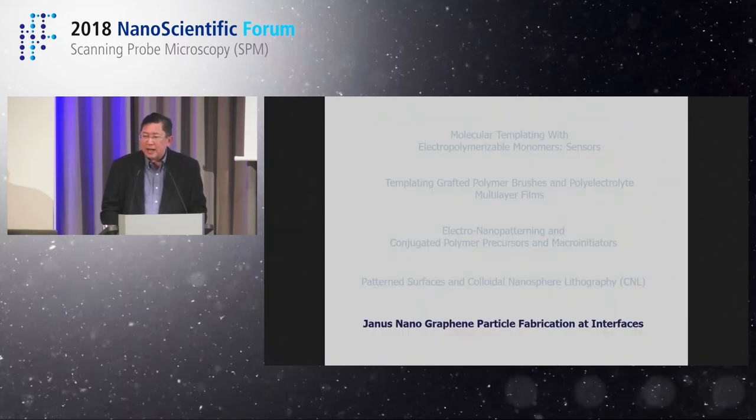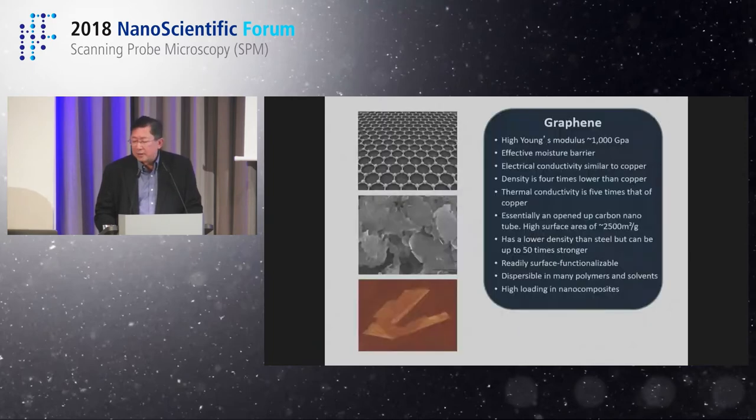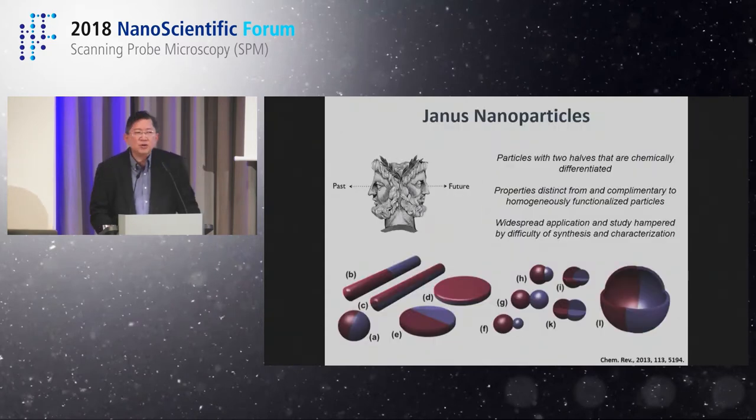I think I have time to go over the last example here. The last example is how we have utilized this technique of polymer brushes on graphene nanoparticles. So of course, we've heard a lot about graphene, and I'm not going to go over this introduction again, except that a Janus nanoparticle, named after the god looking back at the past and forward to the future, is two-phase. You can do this on different types of particles, this or spherical particles.